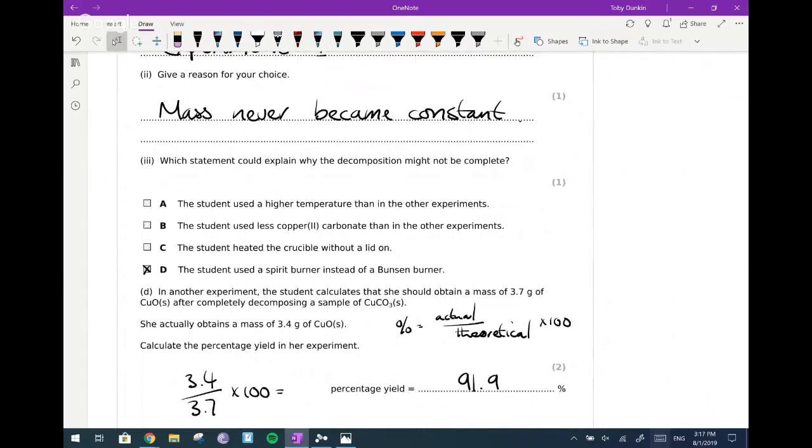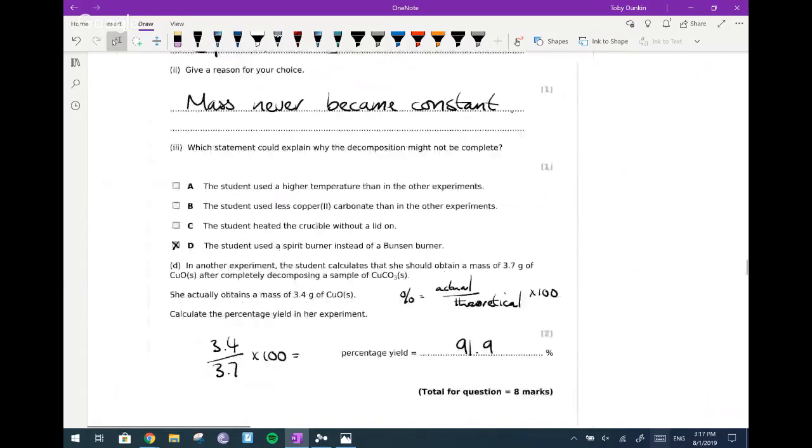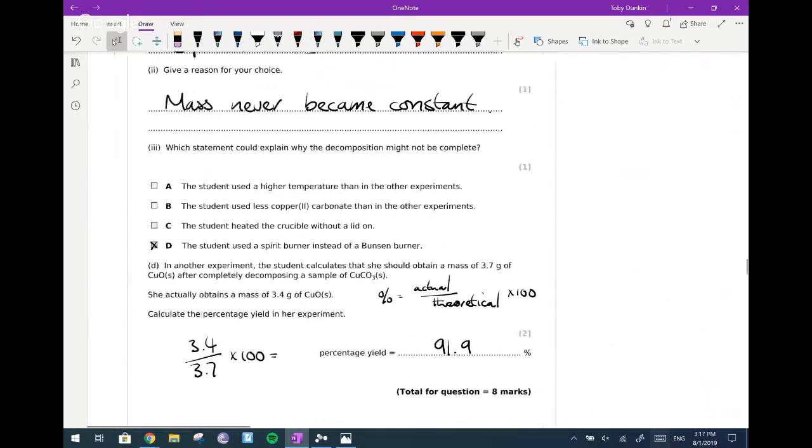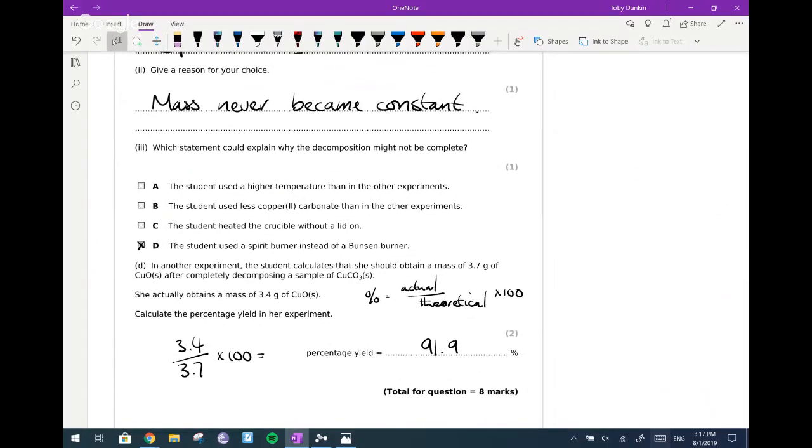Which statement could explain how the decomposition might not be complete? The student used a higher temperature than the others? No, because it decomposed it quicker. The student used less copper carbonate than others? No, because it decomposed it quicker. The student heated the crucible without a lid? Yeah, no, it's not going to work out. It's not reversible in any way, so it's not going to make any difference in the lid design.